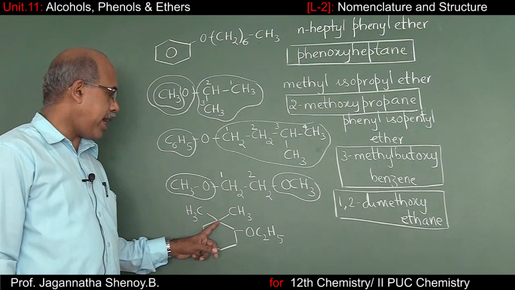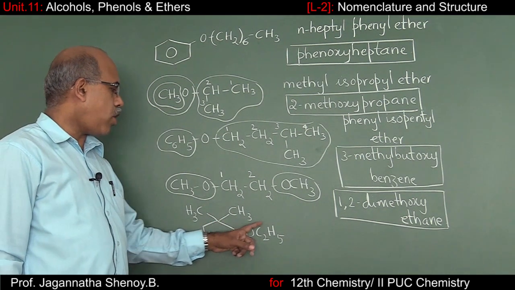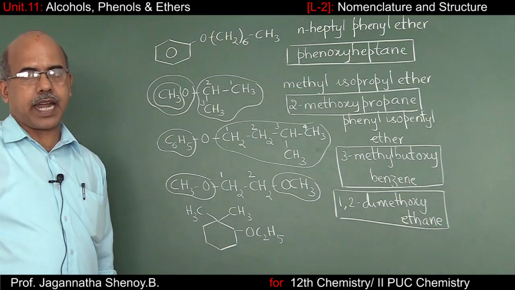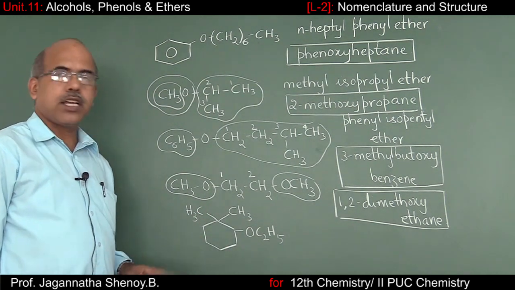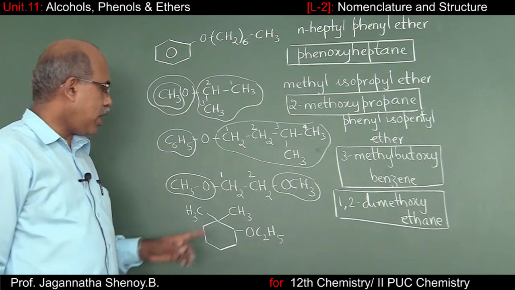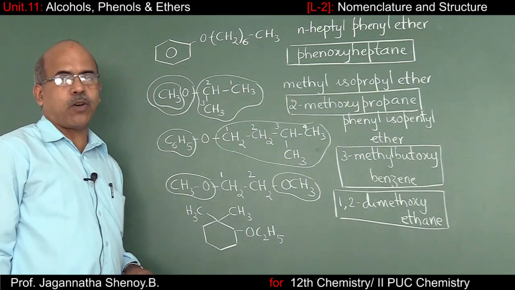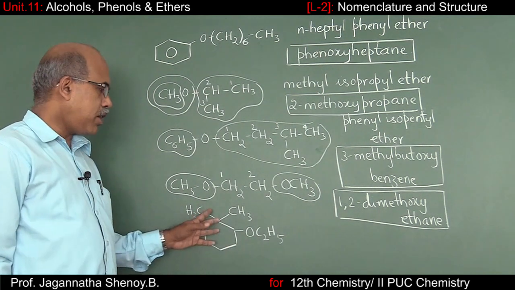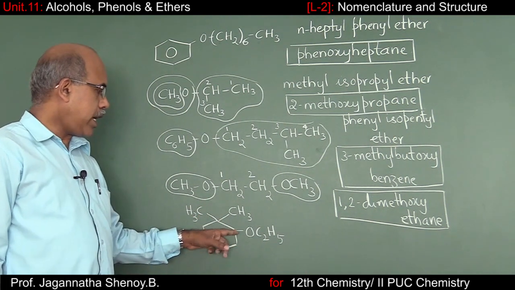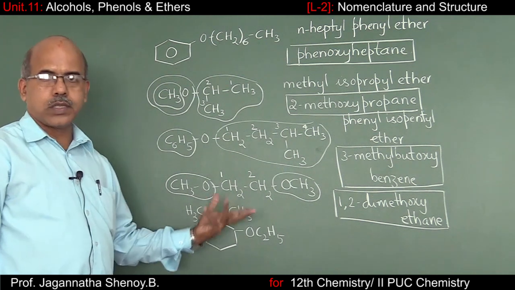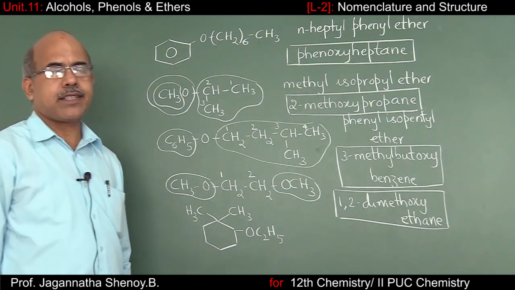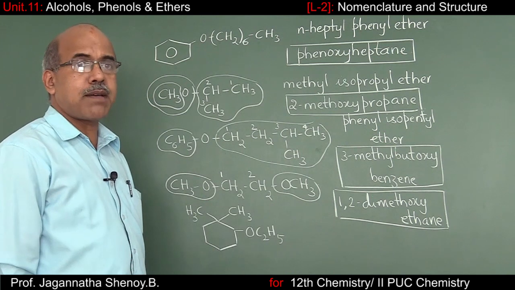Now coming to the last example, it is a cyclohexane derivative, and we have 2 methyl groups on 1 carbon atom and 1 ethoxy group on the other carbon atom. So whenever you have such cases, first you have to ensure that the lowest number rule is obeyed. Lowest number rule fails in this case. Either I can start in this direction, 1, 2, or 1, 2. So lowest number rule fails. We have to consider the lowest sum rule.